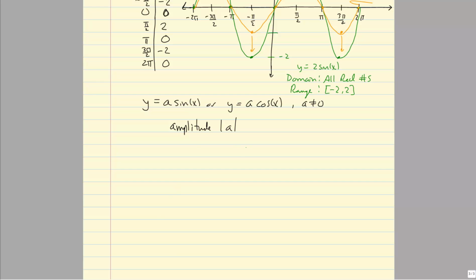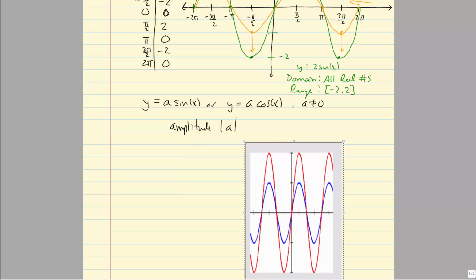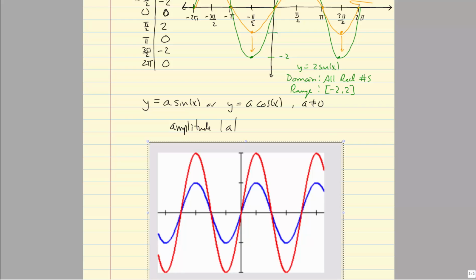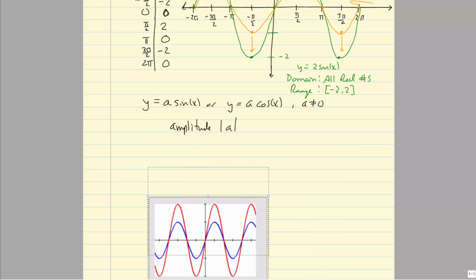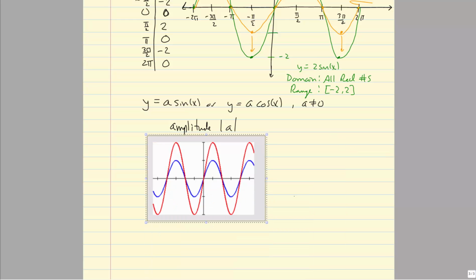Now, what if a was a fraction? So this was an integer, but what if a was a fraction, let's say 2/3 or 4/5? Well, what would happen then? Instead of stretching, it would compress. So if a is a fraction less than 1, this would compress.